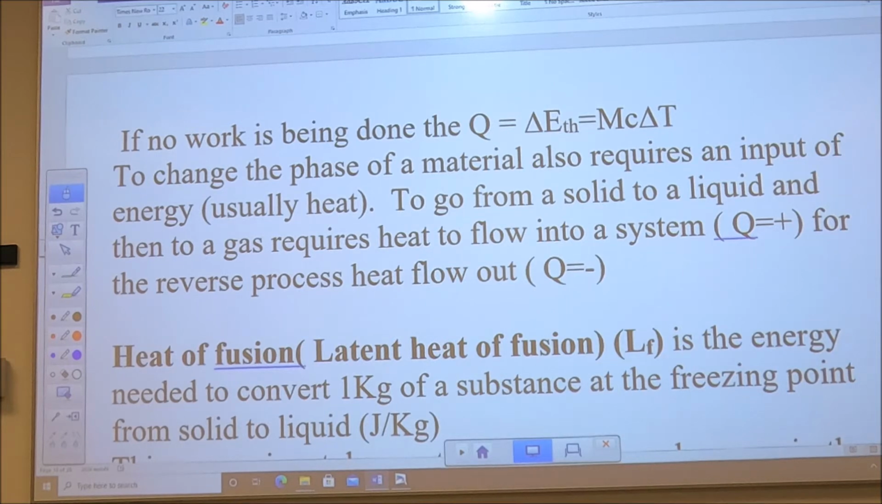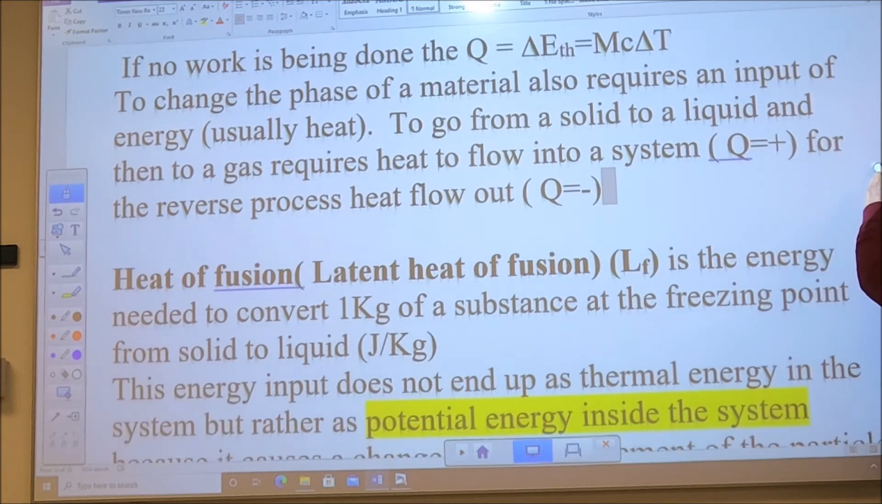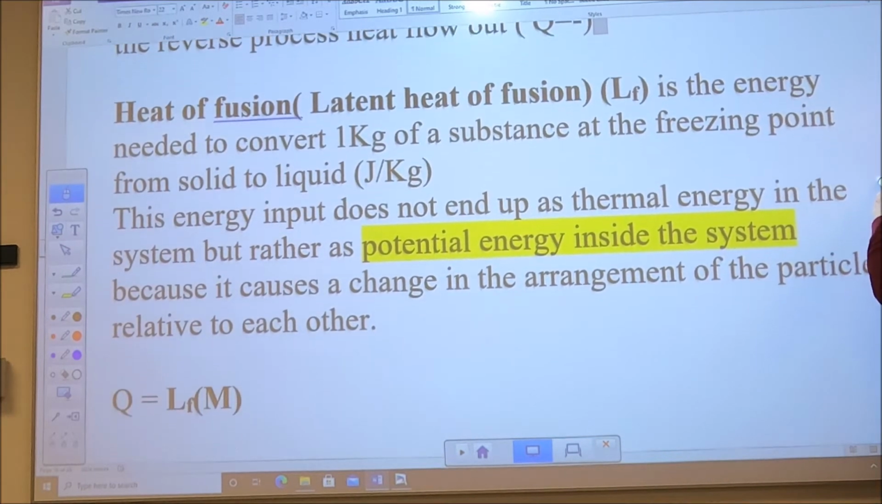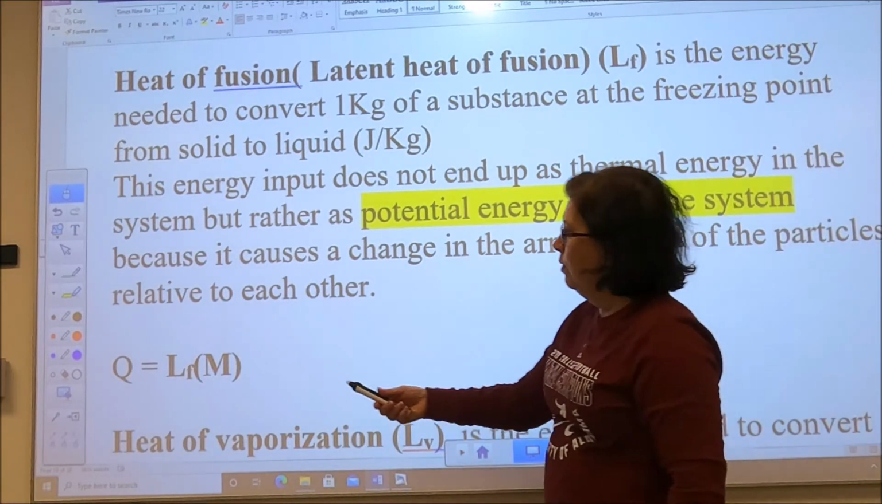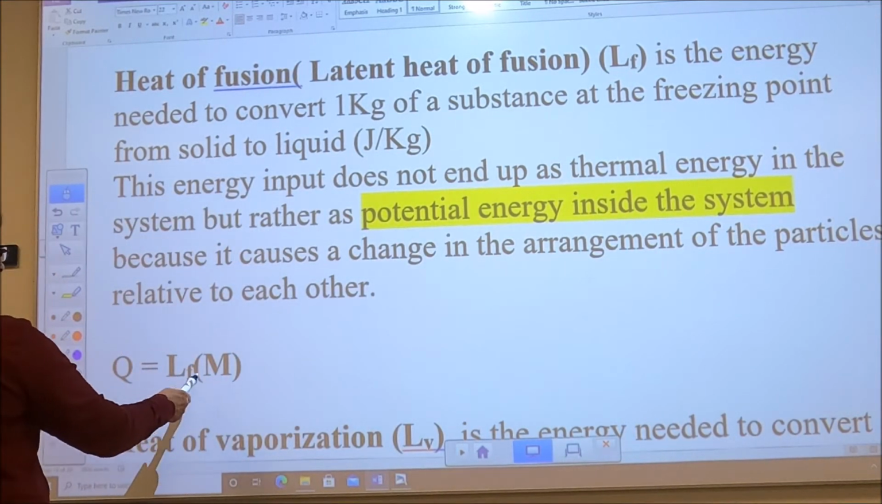Now, to change the phase of matter requires an input of energy, usually heat, to go from a solid to liquid, and then from a liquid to a gas. So that brings us to heat of fusion, or latent heat of fusion, L sub F. It's the energy needed to convert 1 kilogram of a substance at the freezing point from solid to liquid. The energy input does not end up, like I said earlier, in thermal energy, but in potential energy. And Q is equal to L sub F times M.